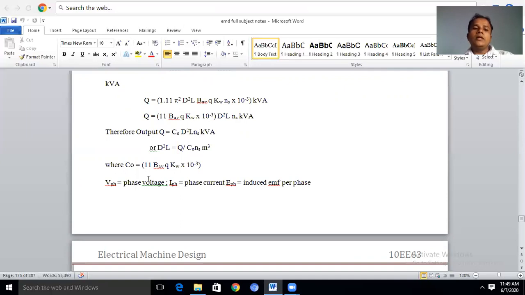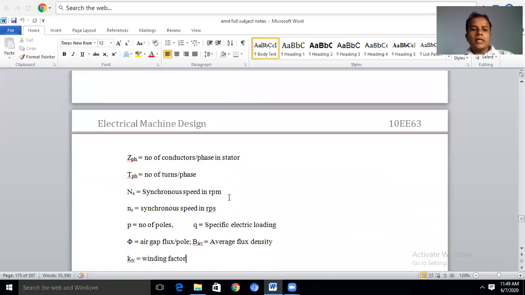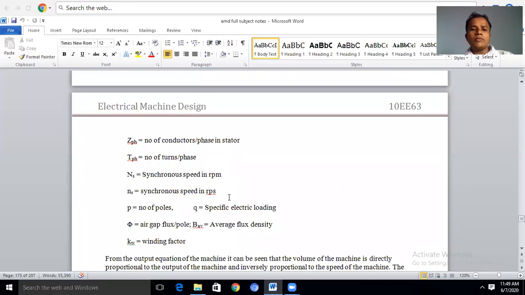Here V phase is the phase voltage, I phase is the phase current, E phase is the induced EMF per phase. Z phase is the number of conductors per phase in the stator. T phase is the number of turns per phase. Ns is the synchronous speed in RPM. Small ns is the synchronous speed in RPS. P is the number of poles. q is the specific electric loading. Phi is the flux per pole. Bav is the average flux density. Kw is the winding factor.